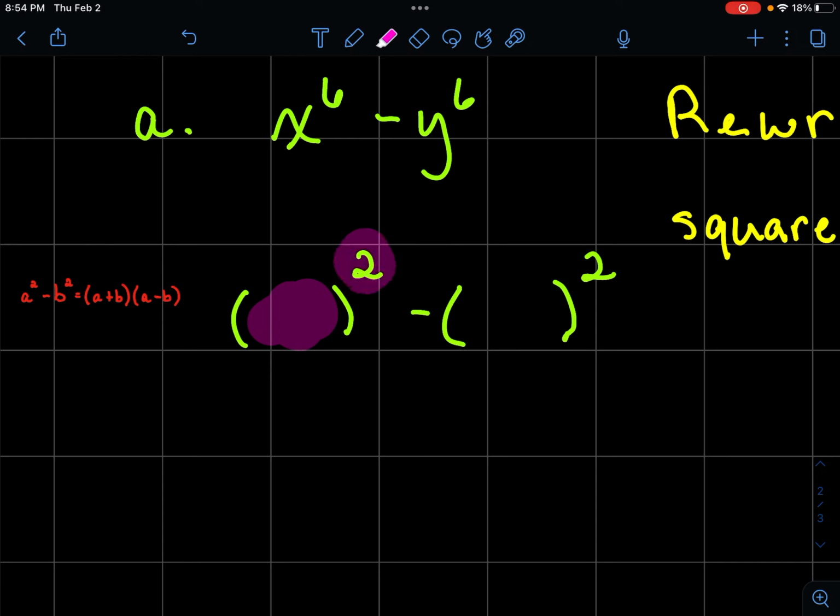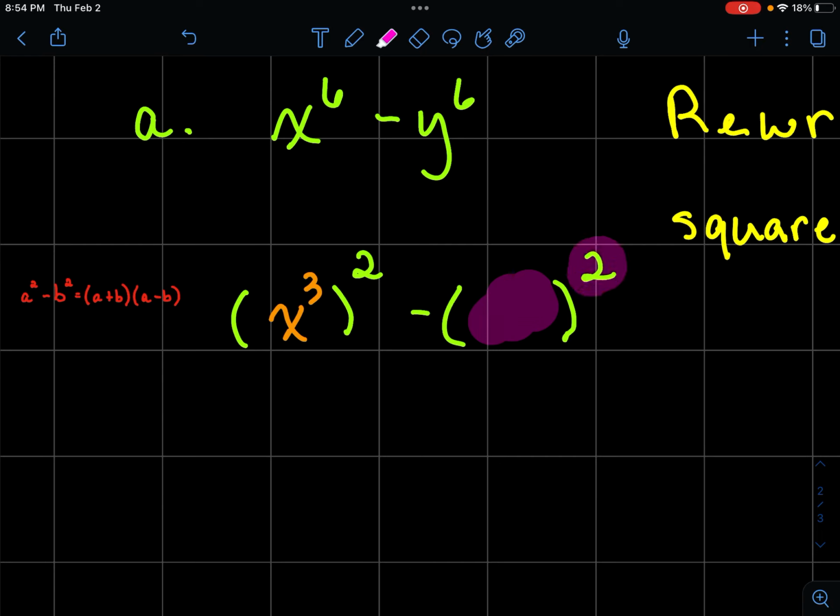What we have to ask ourselves then is, what do I have to raise to the second power that will get us back to x to the sixth? Well, if you remember that if you have a power raised to a power, you multiply them. So what number times 2 is 6? That's the 3. So we say x to the third raised to the second power is x to the sixth. So the same thing over here. What do you have to raise to the second power to get back to y to the sixth? That's going to be y to the third.